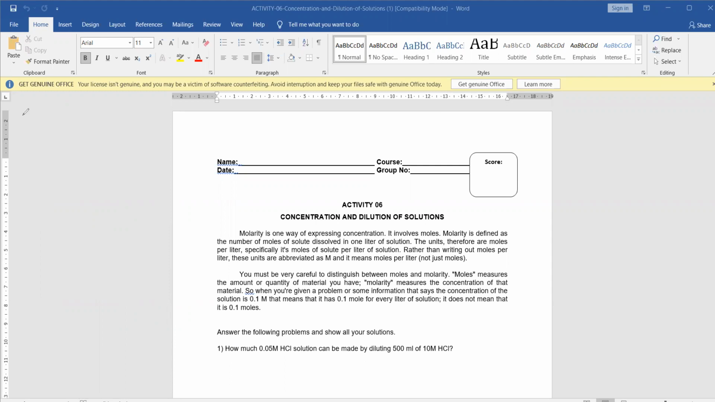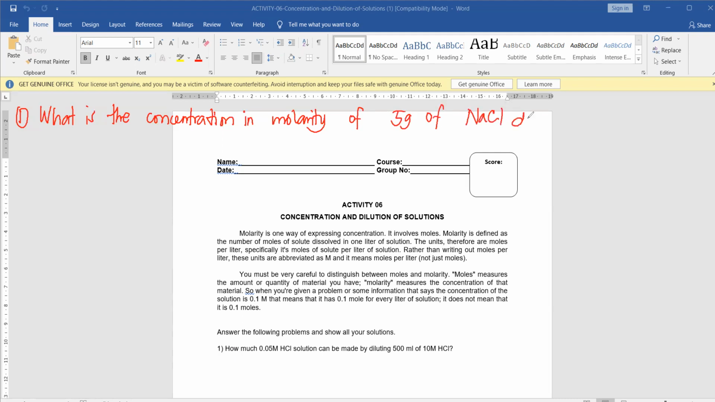So let's start with the first example, number 1. What is the concentration in molarity of 5 grams of sodium chloride dissolved in 500 ml solution. So this is our problem.